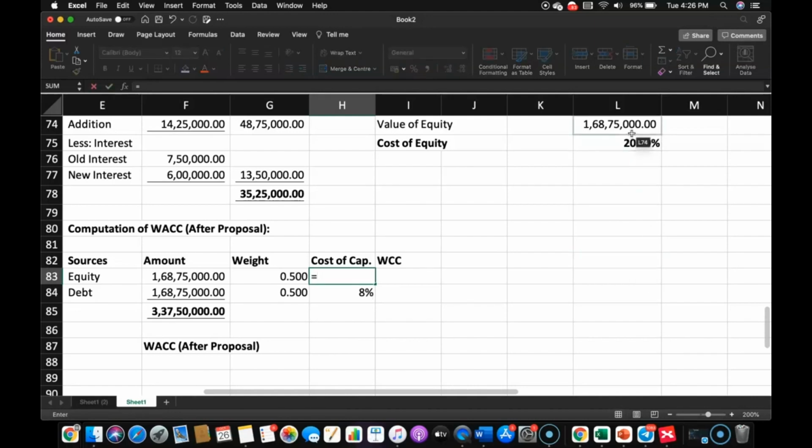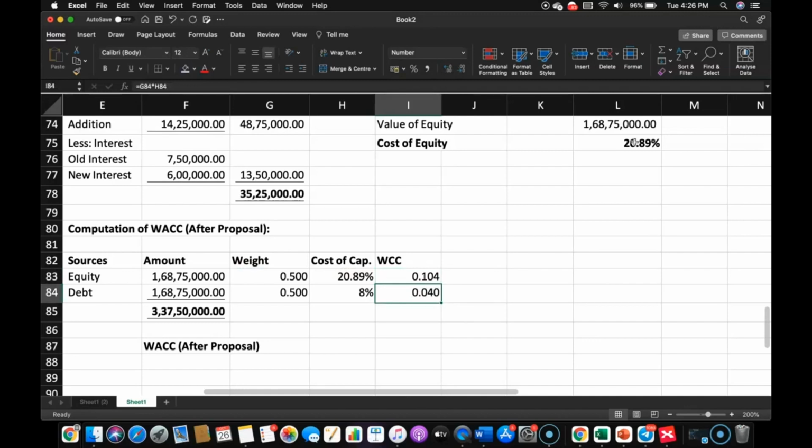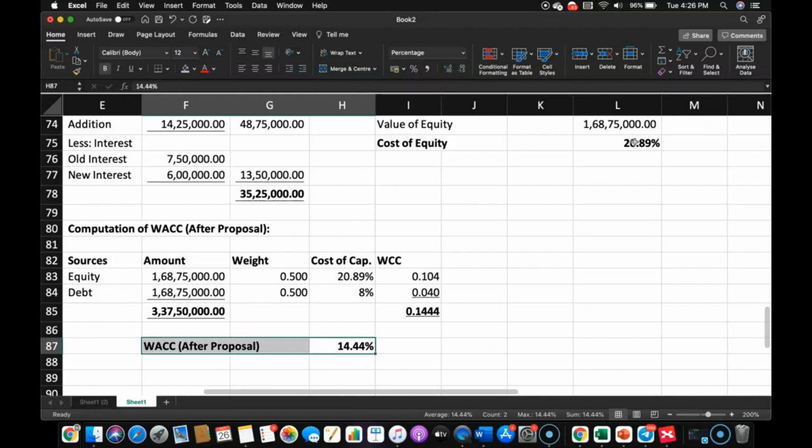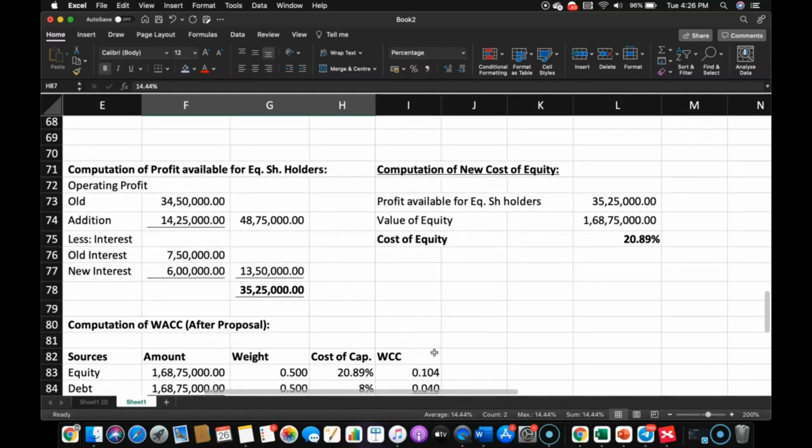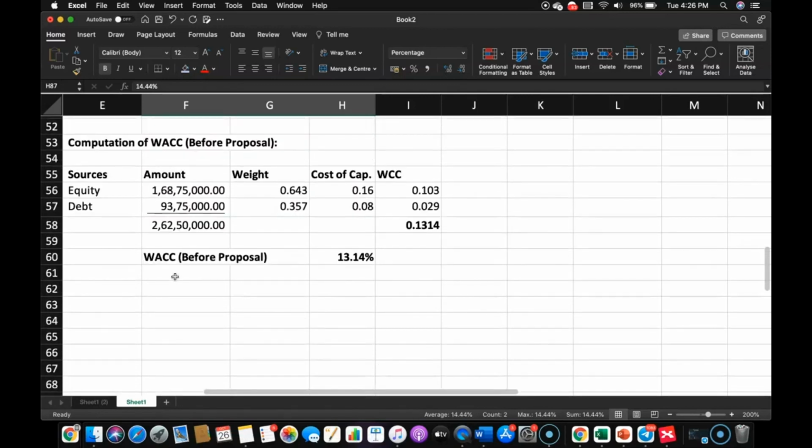So it is 20.89%, and if I multiply now, you get 0.104, and here it is 0.04, and if you total both, what do you get? It is 14.44, and we express it as 14.44%. This is the weighted average cost of capital after the proposal. That is, when the project is fully funded by debt, what happened to the weighted average cost of capital? It is 14.44%, whereas earlier the weighted average cost of capital was 13.14%.